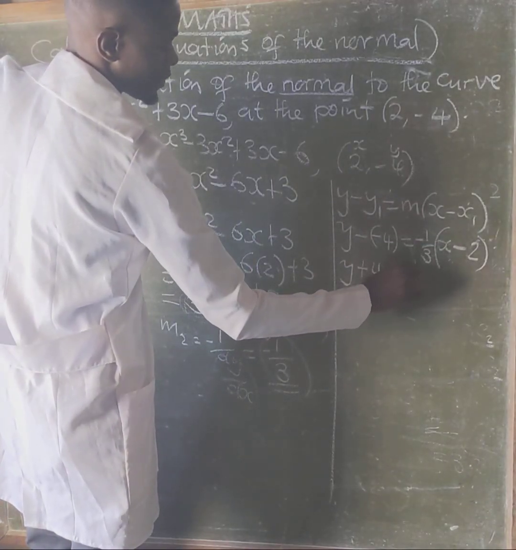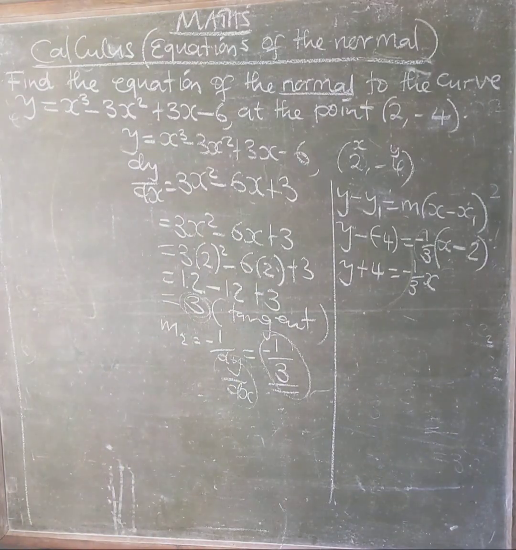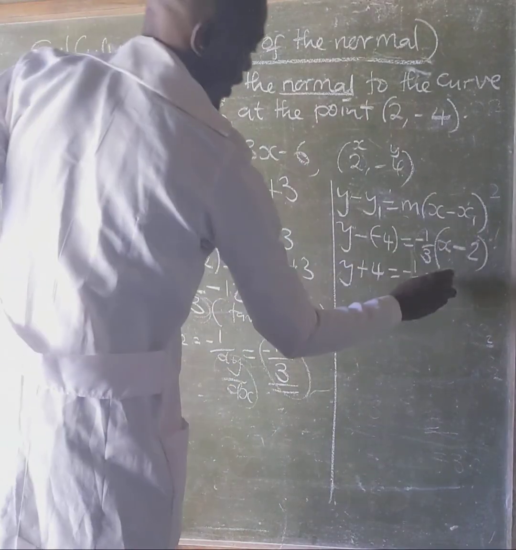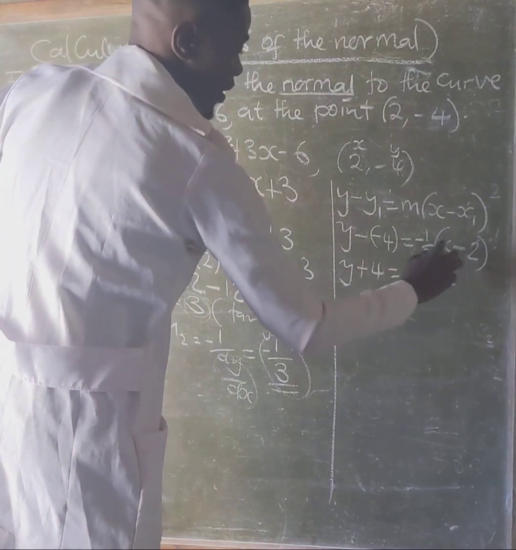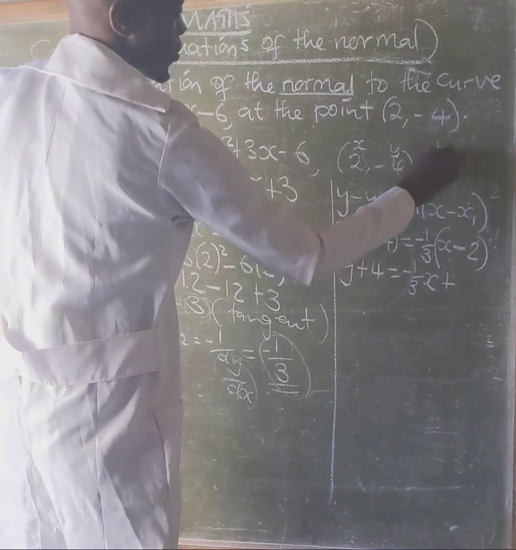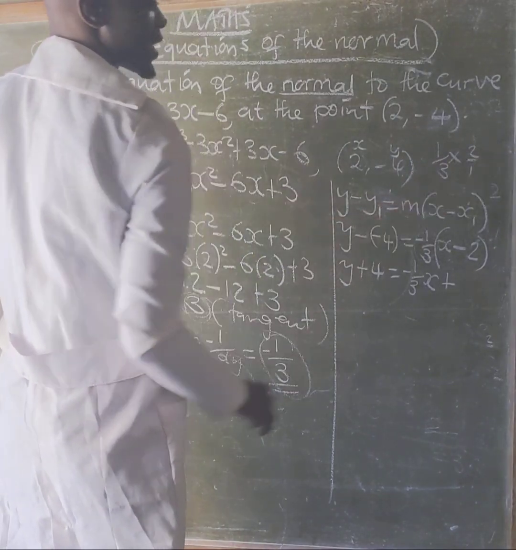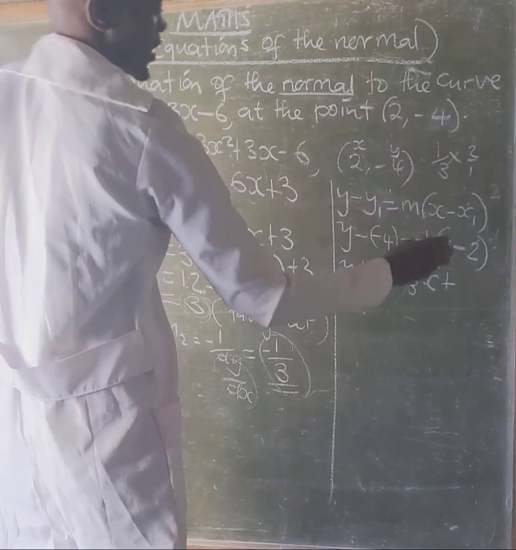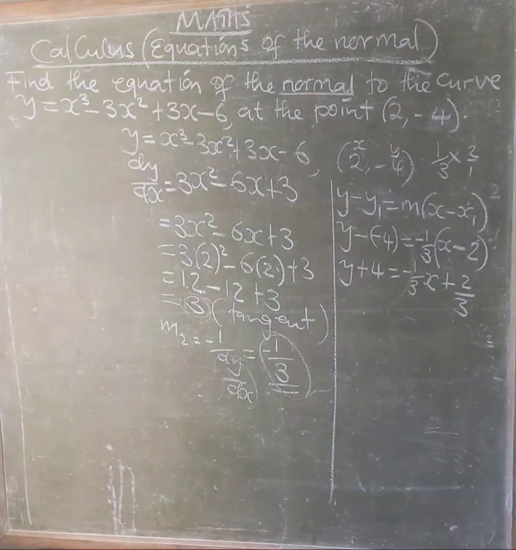So here you're going to have negative 1 over 3 x when you multiply that, and then negative by negative is positive. Then 1 over 3 times 2 is 2 over 3 there. Okay, so what's next? We are not yet done.